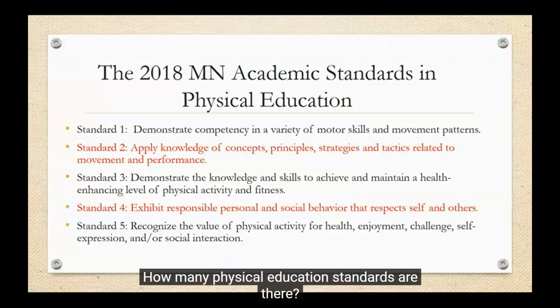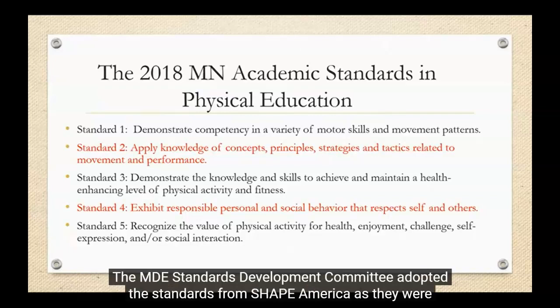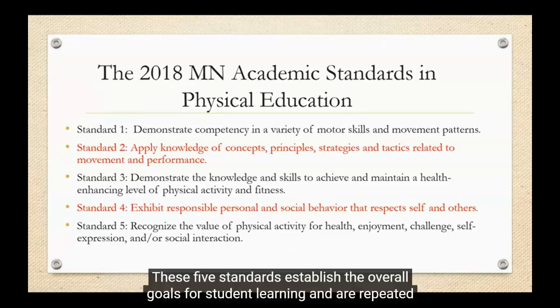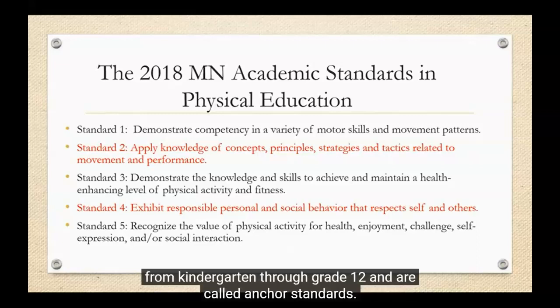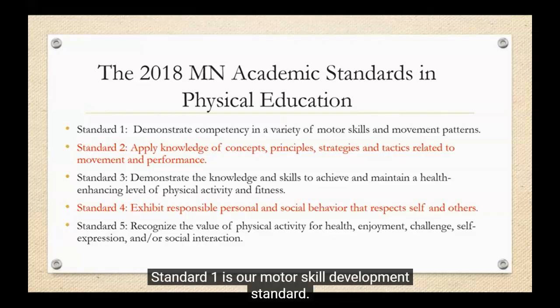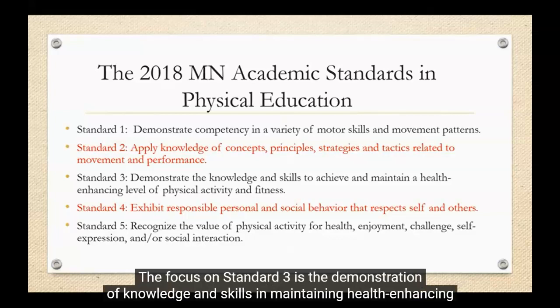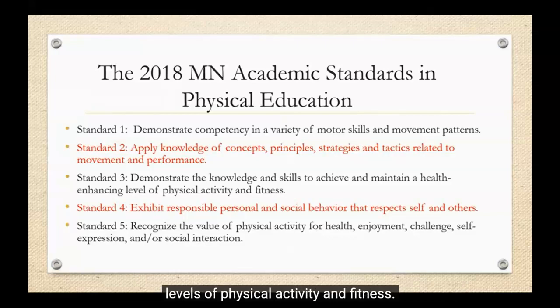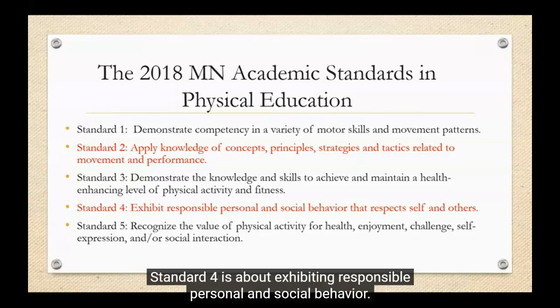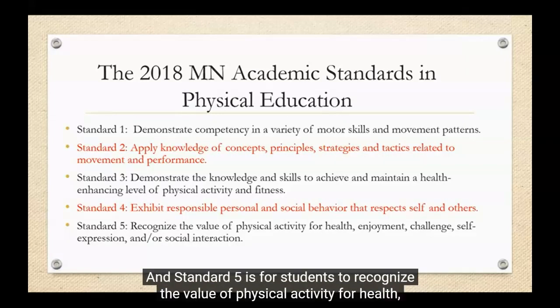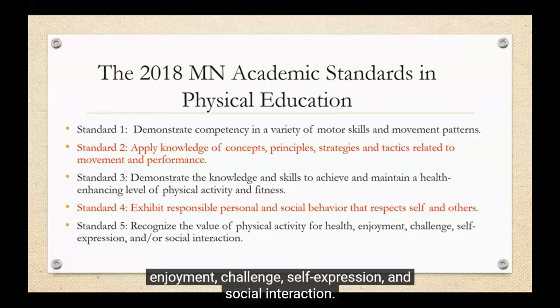How many physical education standards are there? The MDE Standards Development Committee adopted the standards from Shape America as they were written. These 5 standards establish the overall goals for student learning and are repeated from kindergarten through grade 12 and are called anchor standards. Standard 1 is our motor skill development standard. Standard 2 is the application of knowledge to movement and performance. The focus of Standard 3 is a demonstration of knowledge and skills in maintaining health-enhancing levels of physical activity and fitness. Standard 4 is about exhibiting responsible personal and social behavior. And Standard 5 is for students to recognize the value of physical activity for health, enjoyment, challenge, self-expression, and social interaction.